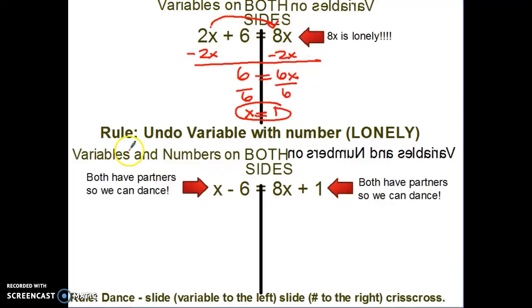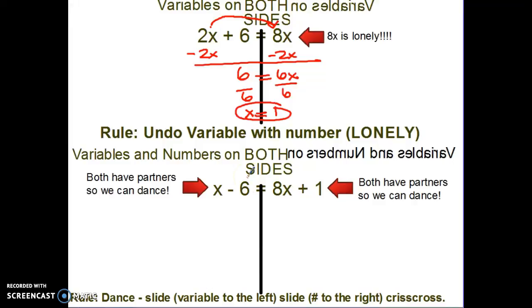All right, so now we get to the section where most of the students have the most trouble. So we're no longer lonely. X is not lonely because it has a negative 6, so we're subtracting 6 from that side. And then 8x is no longer lonely. Y'all see 8x was lonely here. No longer lonely. There is an adding 1. So this is where we can dance. You're not dancing when 8x is lonely, but when you have a partner on both sides, you can now dance.